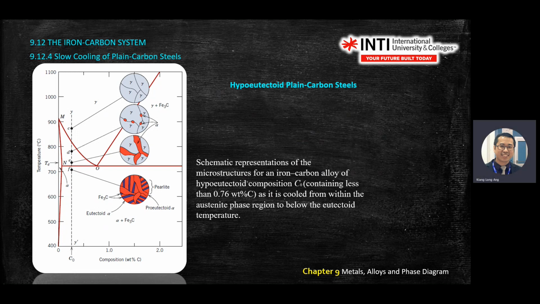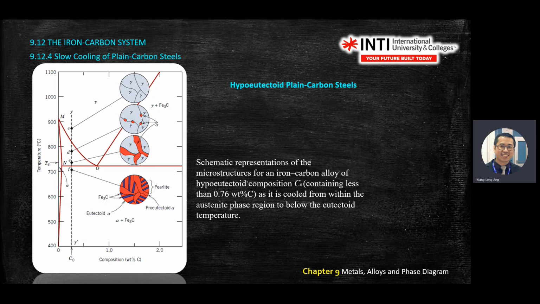Okay, it will start to grow. So this here start to grow here. So when you get the first drop of alpha, that called pro-eutectoid something. And as it drop further, this grain, red color grain, will grow along the grain boundary here. So you see there's a red color growing.